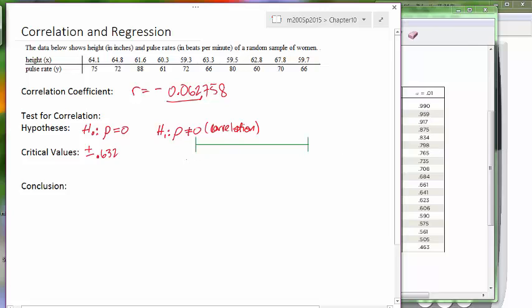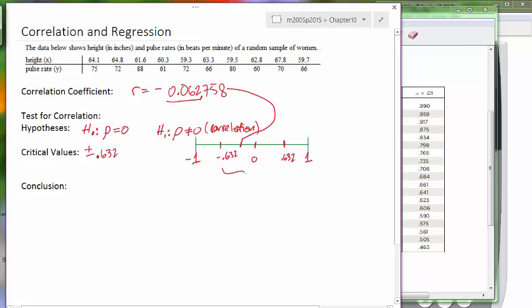So that means between -1 and 1, we have a negative 0.632 and a positive 0.632. And our correlation coefficient is negative, and it's close to 0.